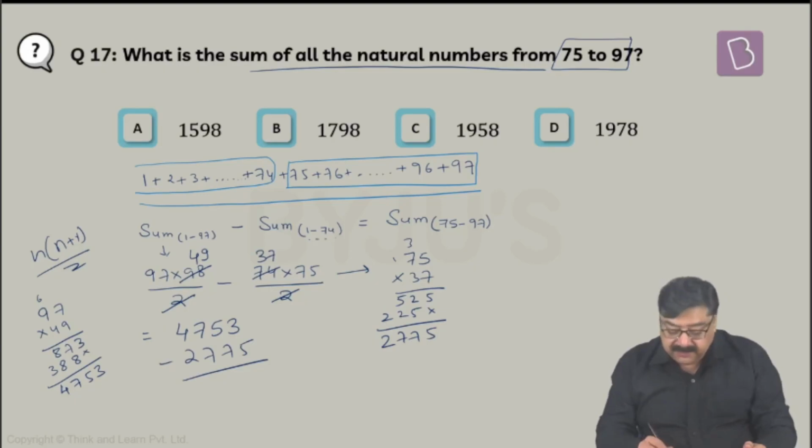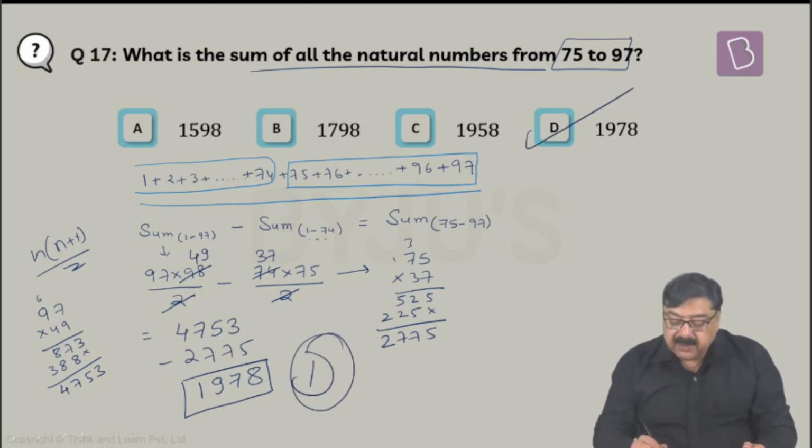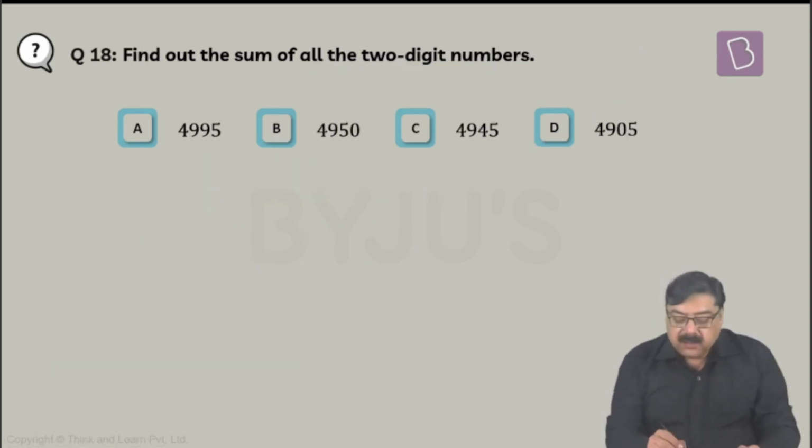13 minus 5 is 8. 14 minus 7 shall become 7. 16 minus 7 shall become 9, and we get a 1 here. So 1978, which is given to us in choice D, will be the sum of all the numbers from 75 to 97. Now find out the sum of all the 2-digit numbers.